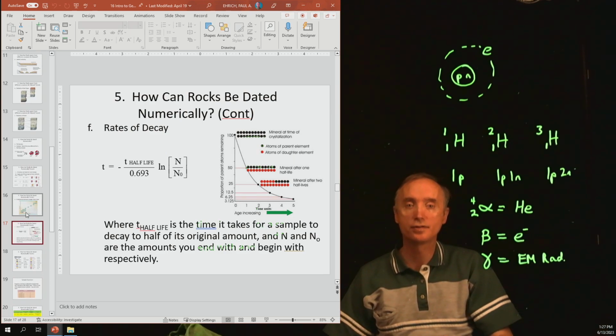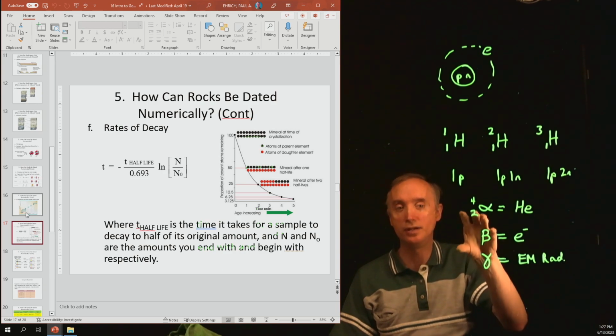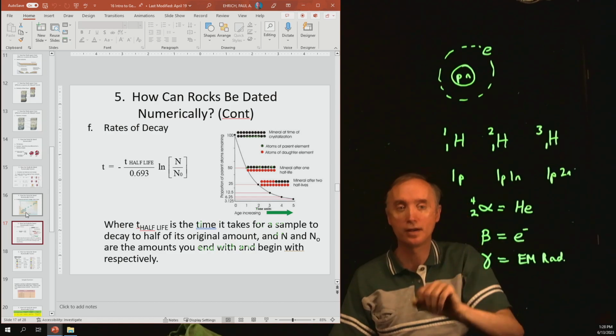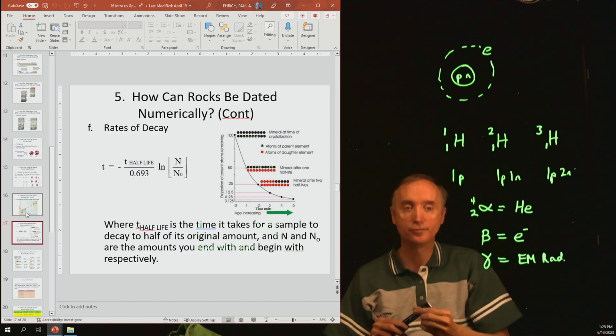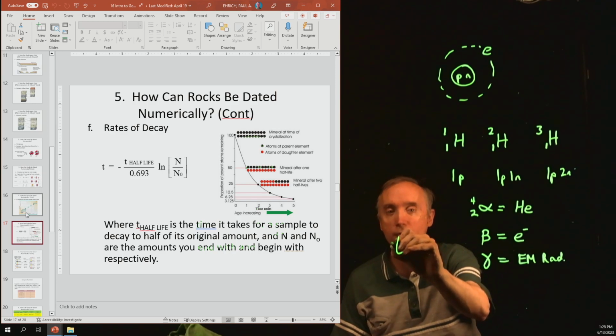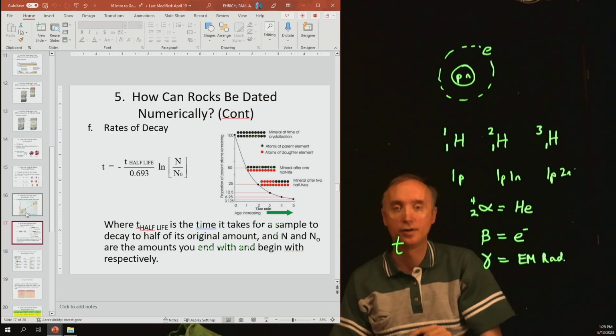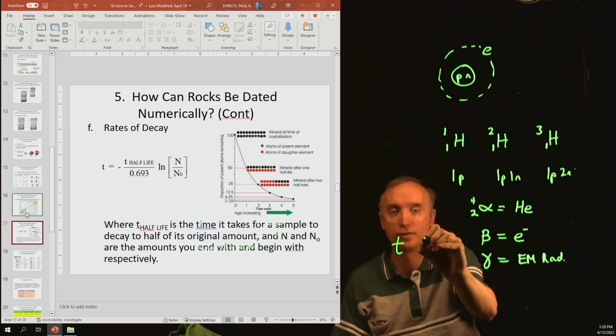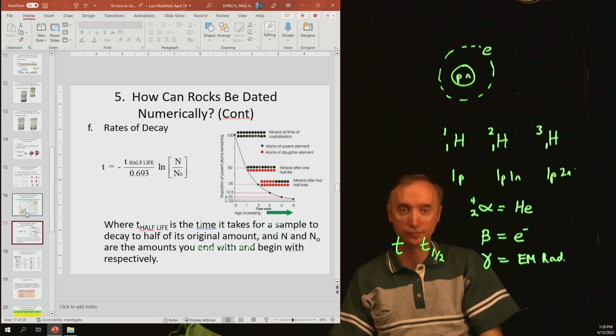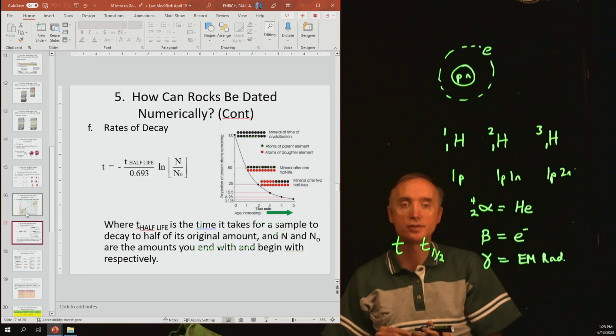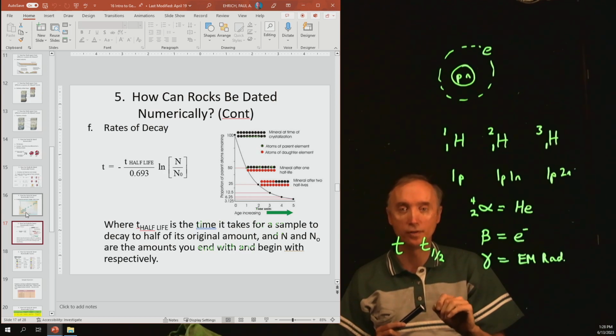So here is a formula for how to calculate the amount of time that it's going to take for a particular amount of substance that you begin with to turn into something else. So T in that formula is going to be the amount of time it takes. Okay, but then you notice there's another T. So that T, T1/2, is the half-life.